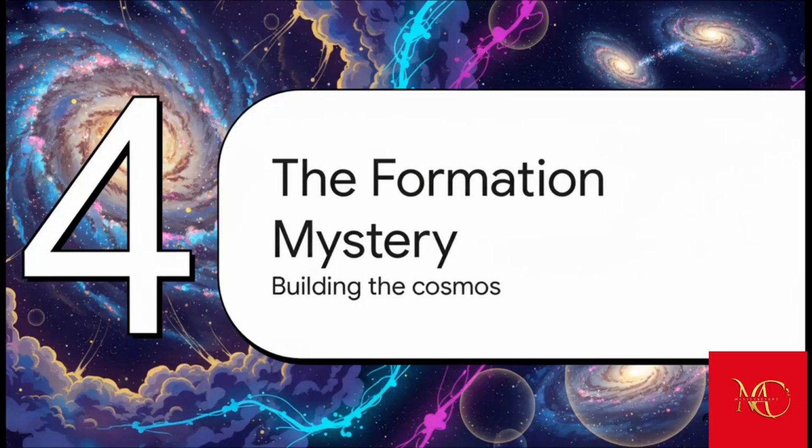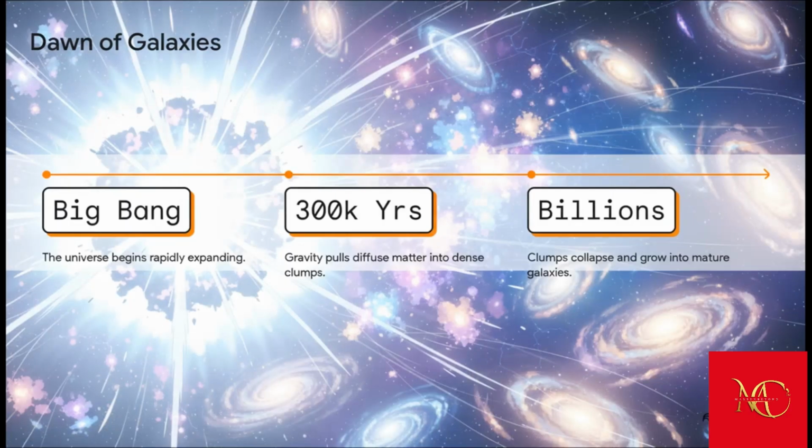Part 4. The Formation Mystery. Building the Cosmos. To figure this out, we have to go all the way back to the universal starting point. Right after the Big Bang, the universe was rapidly expanding, stretching all its matter out very, very thinly. But fighting directly against this huge expansion was our old friend, gravity. Within the first few 100,000 years, gravity actually began pulling this generally diffuse matter into denser and denser clumps. Over the next few billion years, these clumps collapsed under their own weight to form the very first proto-galaxies.